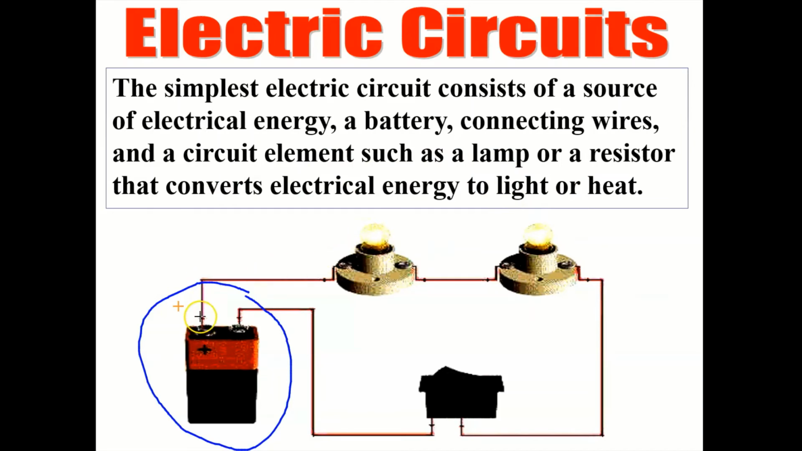So current's going to flow through here. It'll convert some of that electrical energy into light and heat, and then it continues on, and whatever voltage was not used up by this one gets used up by this one, powering this light. Then there's the switch. A closed switch is like turning on a light switch: electrical energy flows. Open switch, nothing flows. So you need to have a complete circuit.